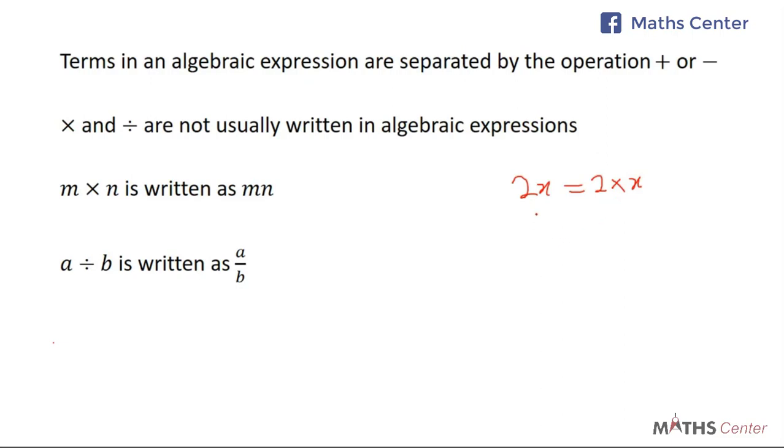In the first slide too, we saw an example like 3x over y. This is actually 3x divided by y. But because we usually don't write division in algebraic expressions, 3x divided by y is written as 3x over y.